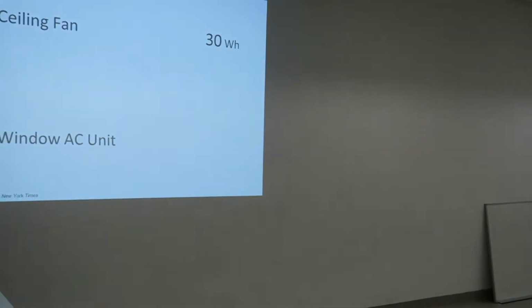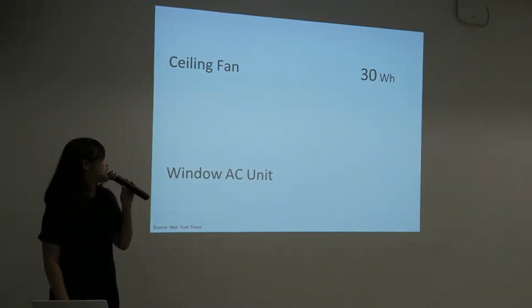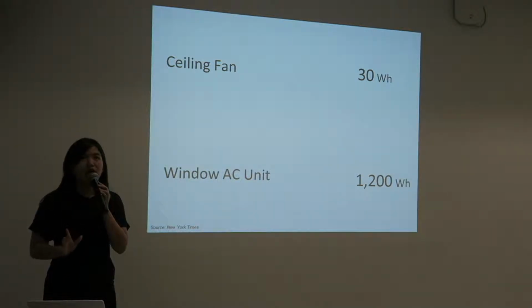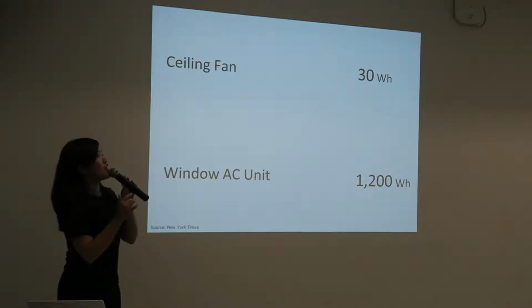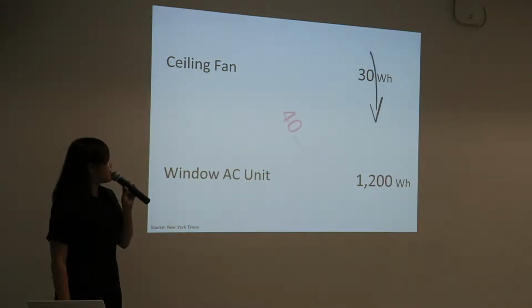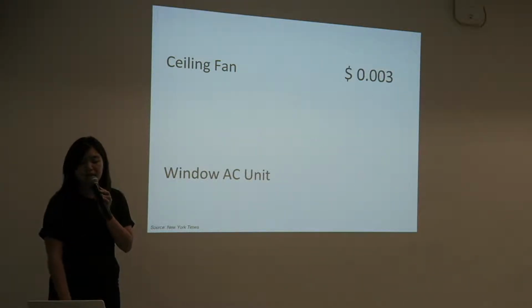So now I'm going to present the comparison between the air conditioner and the fan in terms of cost and power consumption. The first one is power consumption. A ceiling fan uses 30 watt-hours per hour of continuous usage, and a window air conditioner unit uses 1,200 watts per hour of continuous use. If you use a ceiling fan instead of a window AC unit, you can save 40 times the power consumption.